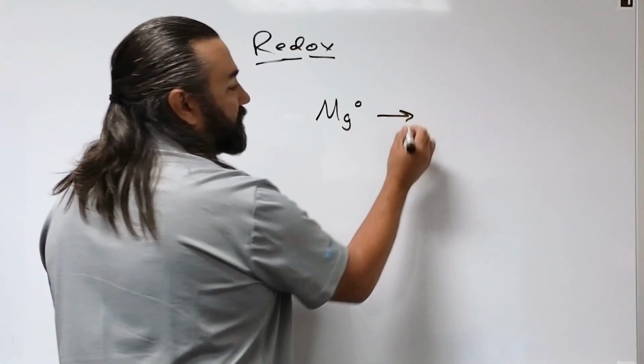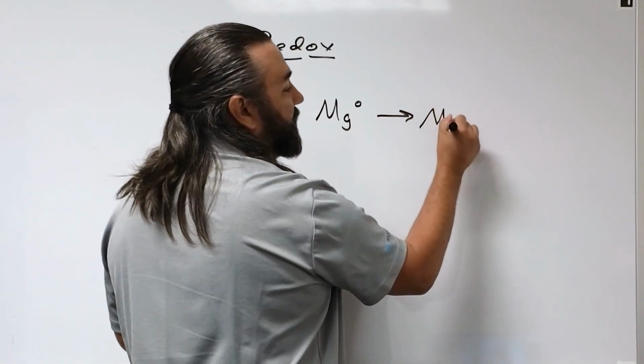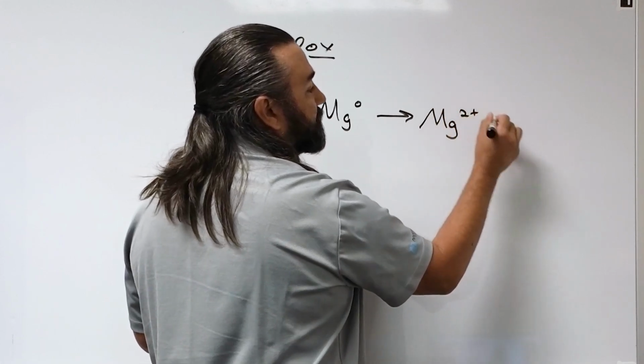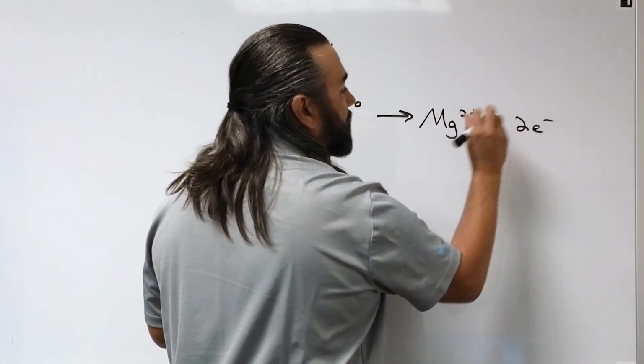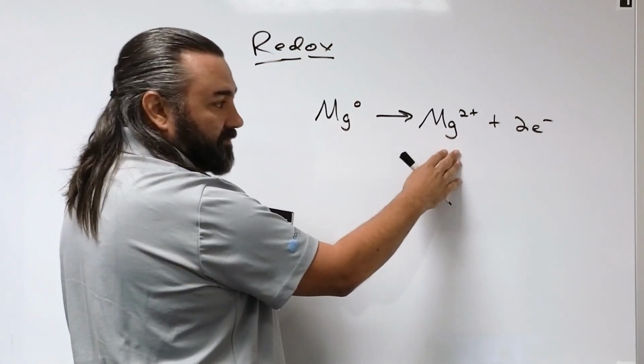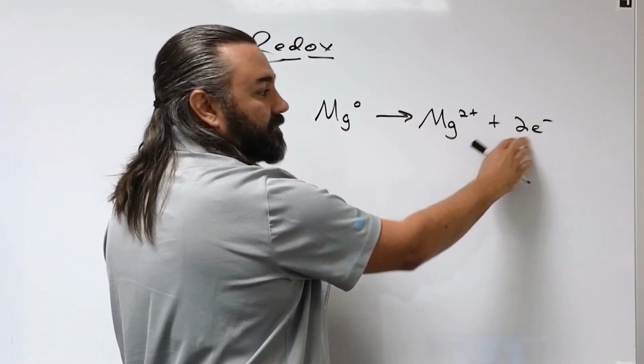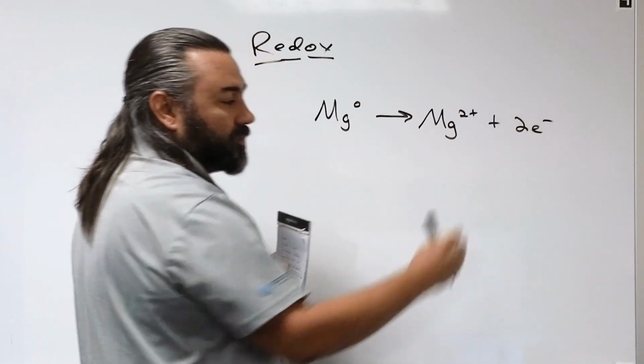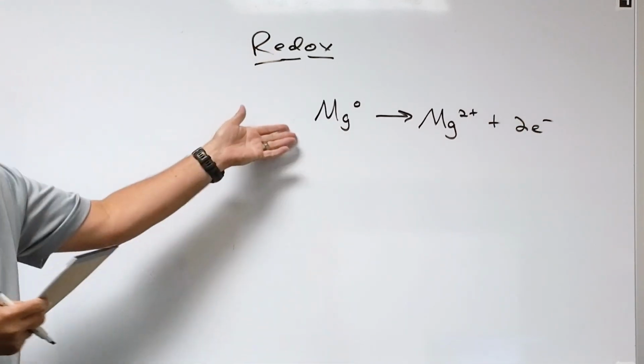What I'm going to write is what's called a half reaction, which is what magnesium does in the presence of redox chemistry. So magnesium metal with no charge becomes magnesium ion with a +2 charge, and the two electrons are written 2e- for electrons. They have to go somewhere. This is called a half reaction.